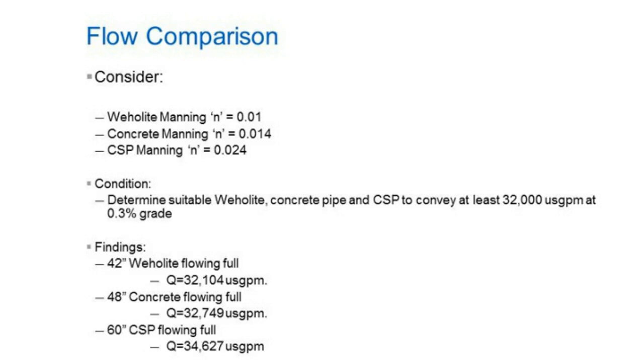3% grade. Three pipe materials we're considering have the following Mannings n: Weholite is 0.01, concrete 0.014, and CSP or CMP at 0.024. Based on the Mannings n for each of these three materials, the size required would be 42 inches for Weholite, 48 inches for concrete, and 60 inches for a CSP or CMP pipe.